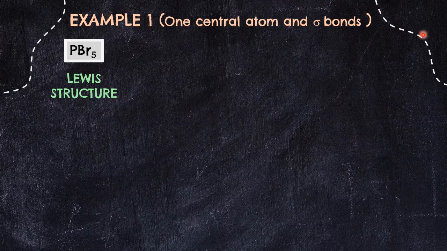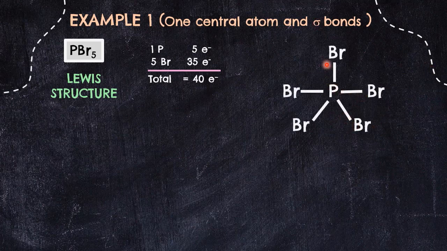For the first example, we are going to look at a molecule with only one central atom and containing only sigma bonds. Always start with the most plausible structure. So we have phosphorus with 5 valence electrons, and then 5 bromine atoms with 7 valence electrons each will contribute another 35 electrons. So it gives a total of 40 electrons. Then we draw the skeletal structure for PBr5. These 5 bonding pairs indicate we deduct another 10 electrons from the total of 40.